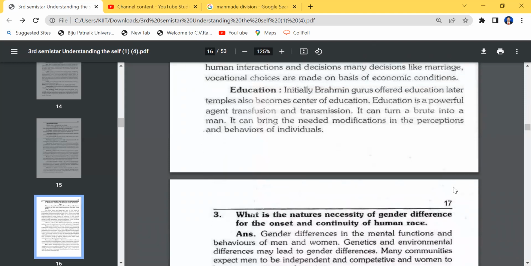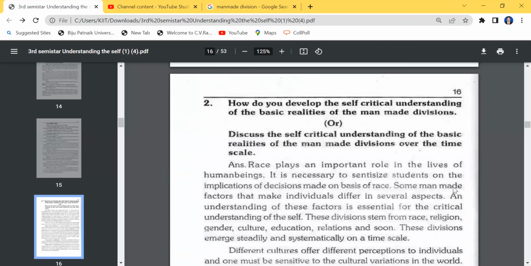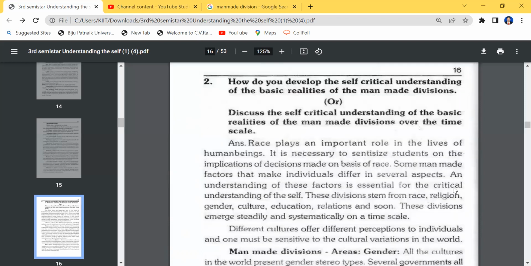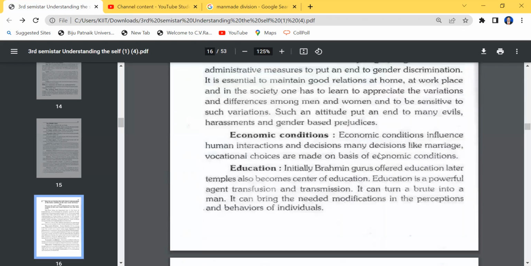So education plays a greatly important role for human beings. Education provides everything; it is well known. A person can change his perceptions and his behaviors. That is called education. So these are the critical understandings of the basic realities of the man-made divisions. These are the basic divisions of the person.